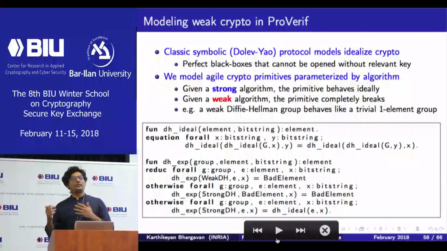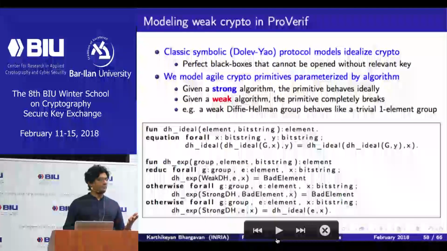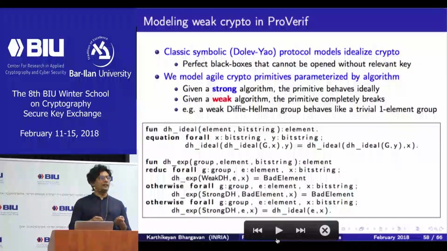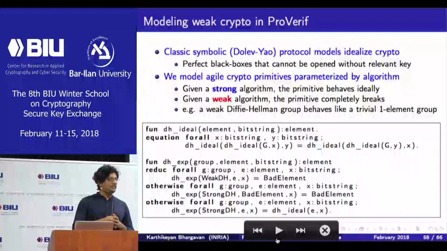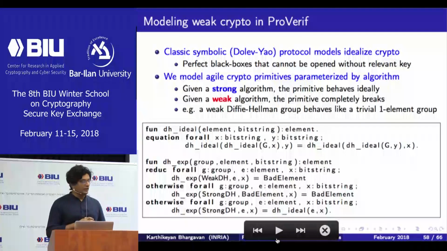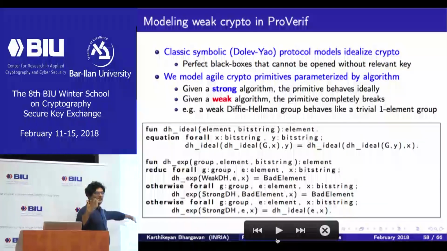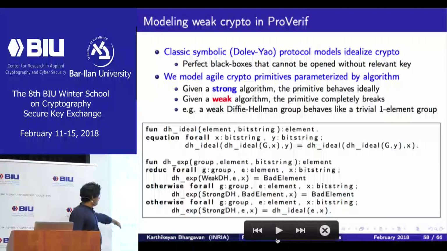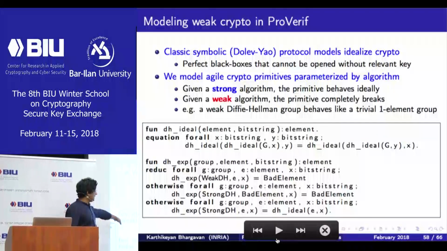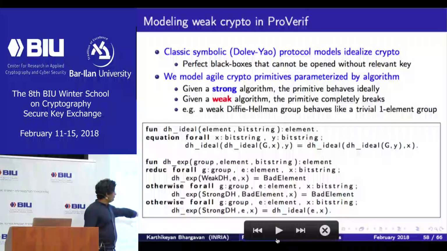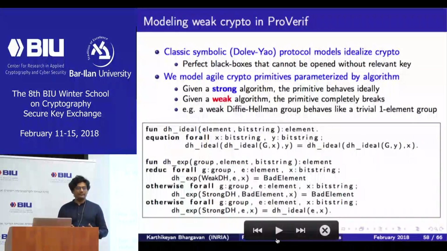But in old versions of TLS, it's very likely that there are bad groups, as we know from Logjam. And it's also possible that people are not validating the public keys they receive, so there might well be bad elements involved in the Diffie-Hellman exponentiation. Here's a model that captures both of these notions. We define a function called DH ideal, the ideal notion of Diffie-Hellman, which satisfies this equation: if you do g to the x y, you get g to the y x.